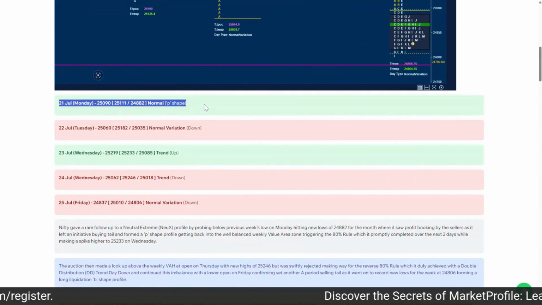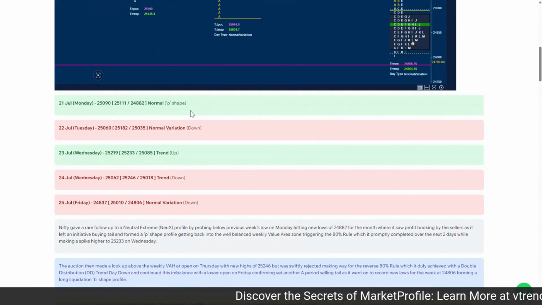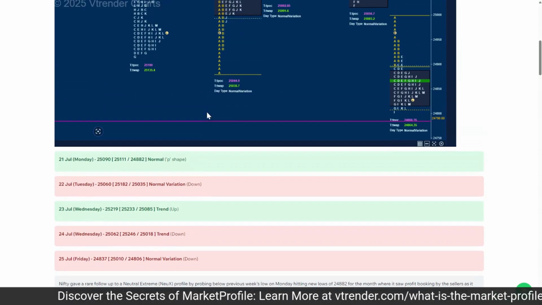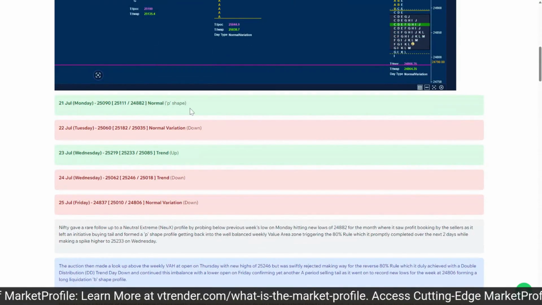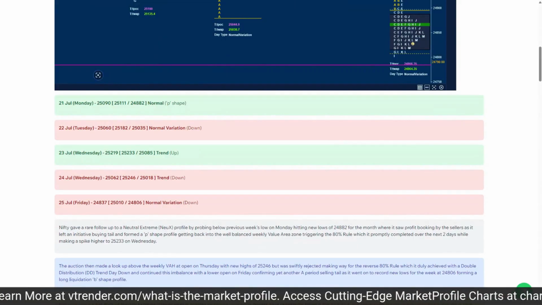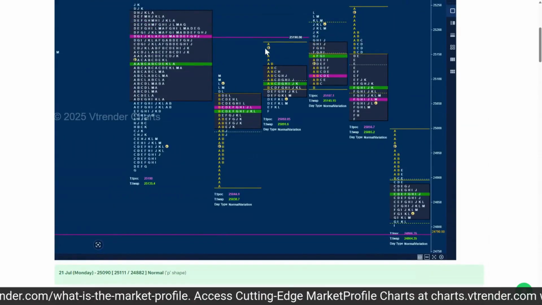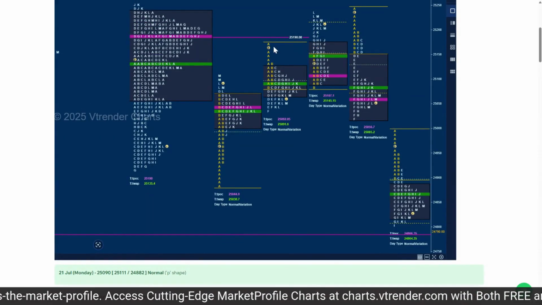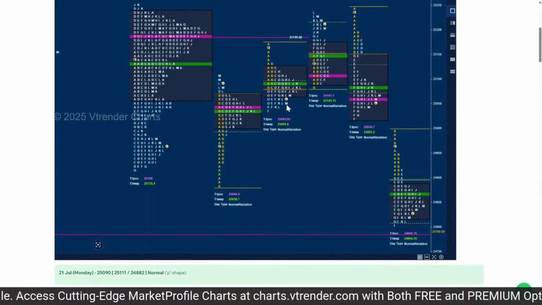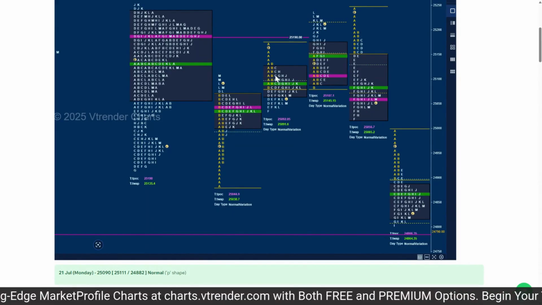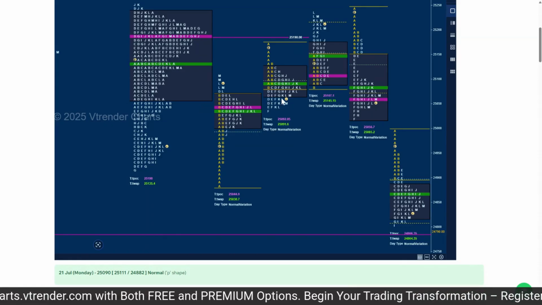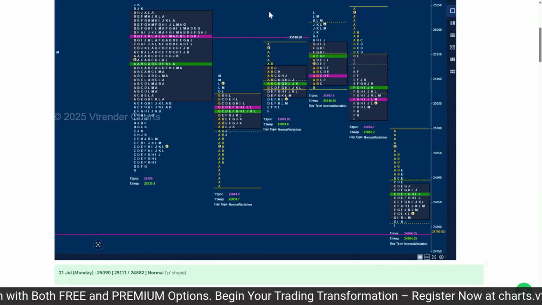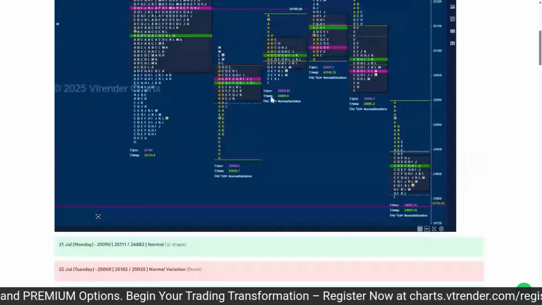The first day was a green one. It did not make a big range extension upside, but it was a P-shaped profile, and more importantly it left this buying tail. Hence we had this marked in green. Then we had a normal variation day down as the higher open could not take off this POC, and we formed a B-shaped profile. But the important point here was we formed mainly higher value and we stayed above this value area low. So that was telling us that the 80% rule is still in play.